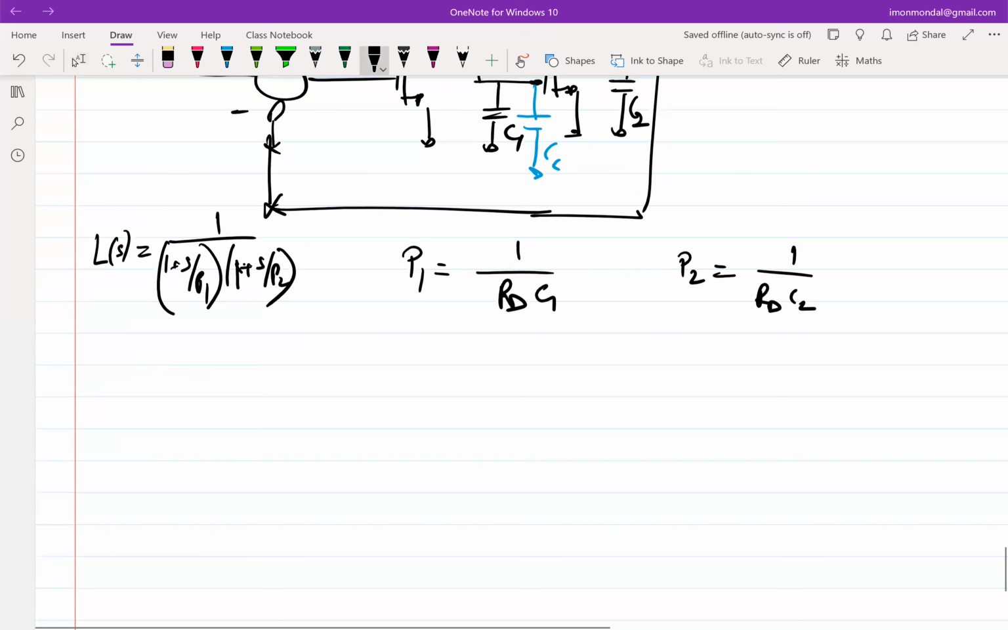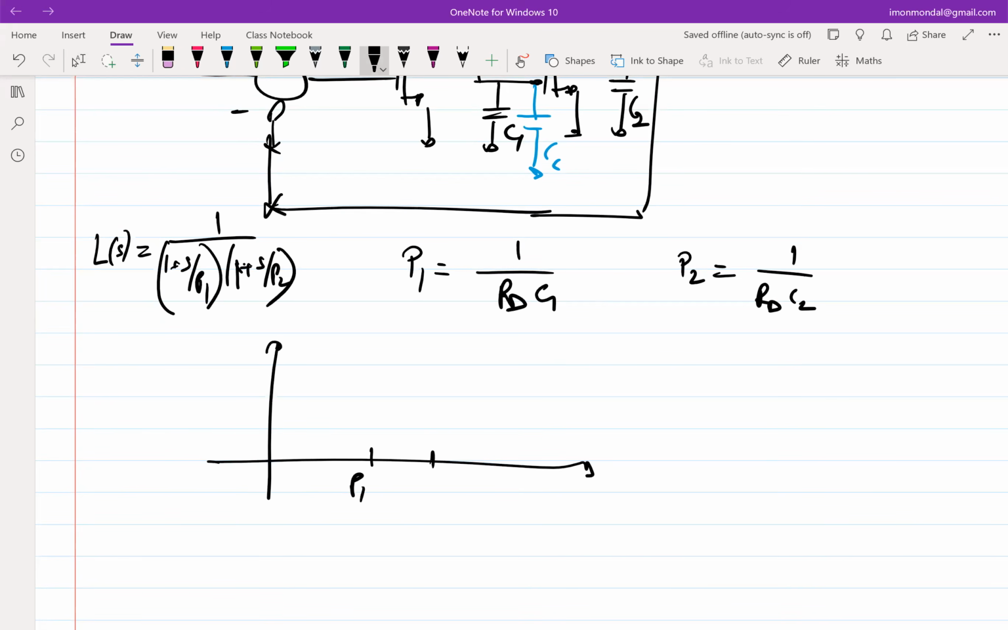So now this should make sense with respect to whatever we have done till now. So P1 and P2, if C1 and C2 are of similar order, RD is the same, then P1 and P2 are close by, which means I will be having mod of L something like this. Omega u loop will be here, which is after P2, which means your system can be unstable or close to instability, right? At least not critically damped, right?